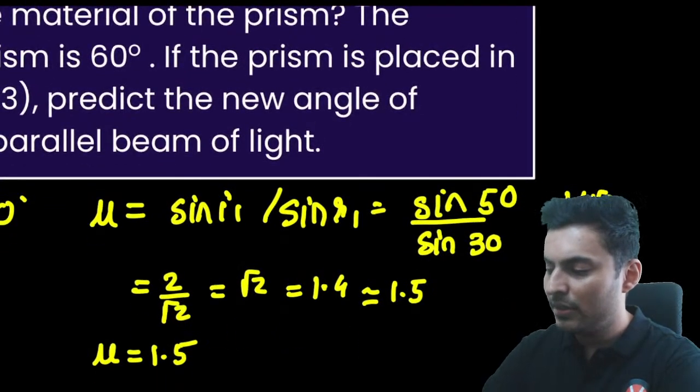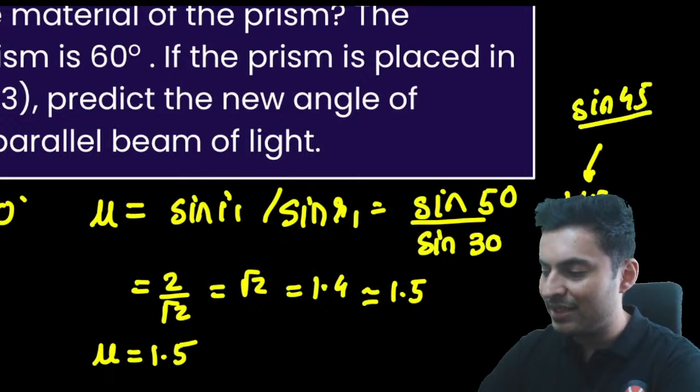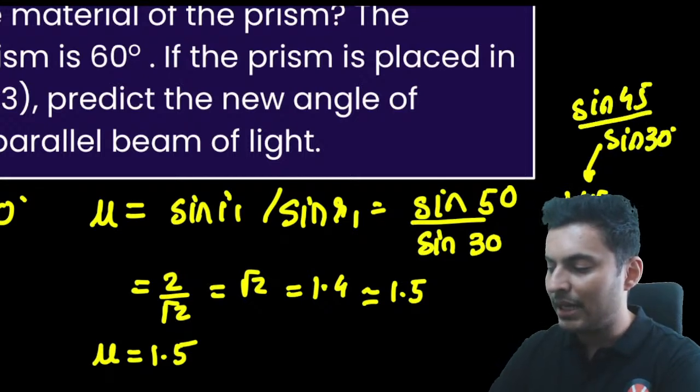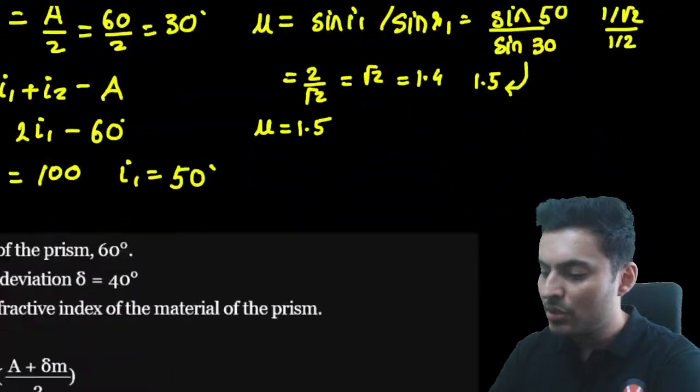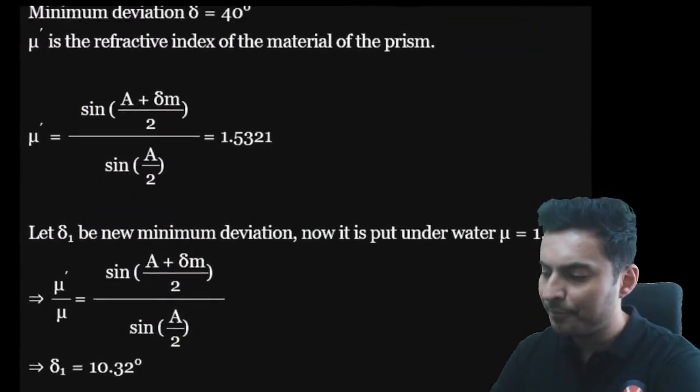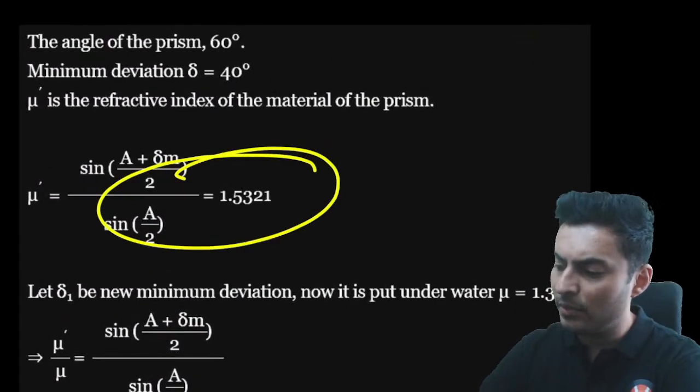I took sine 45 as 1 by root 2. So this would be sine 45 by sine 30. That will give you 1 by root 2 by 2. That is 1.4. So the actual value will be slightly higher because sine 50 will be slightly more than sine 45. Yeah, very good. So I think it should be 1.5. Yes, it is 1.5 approximately.